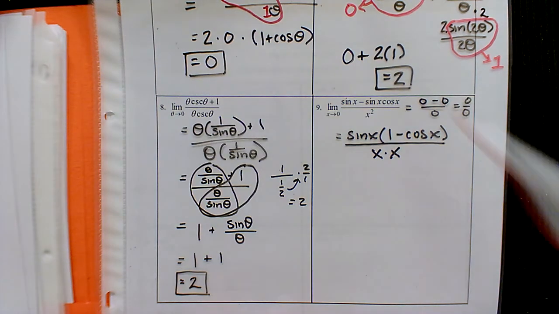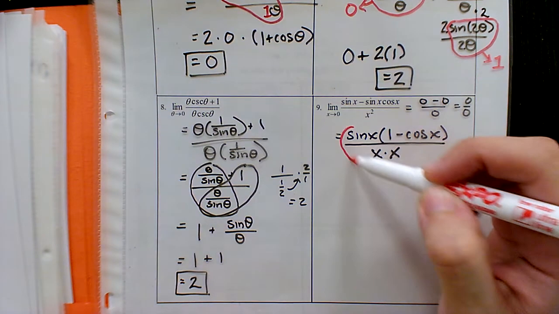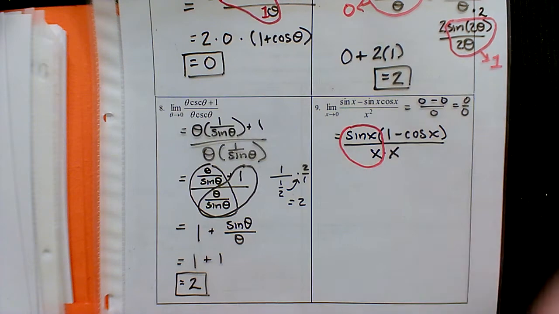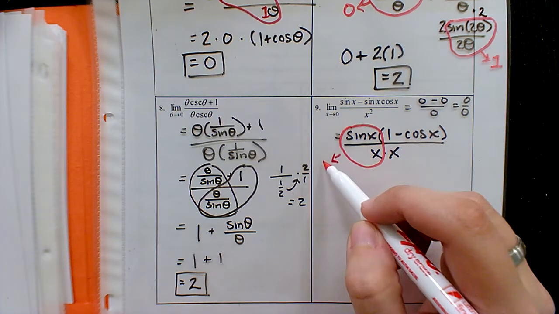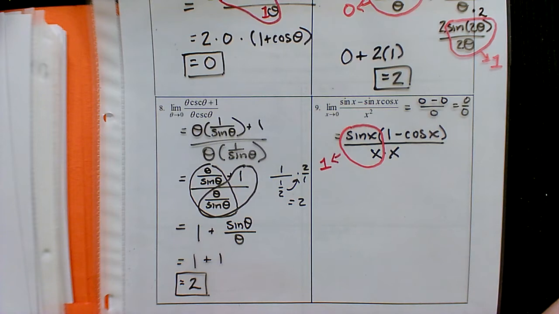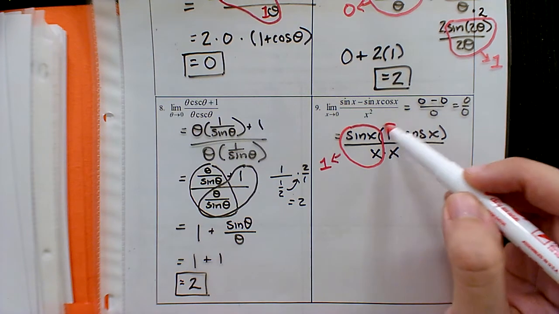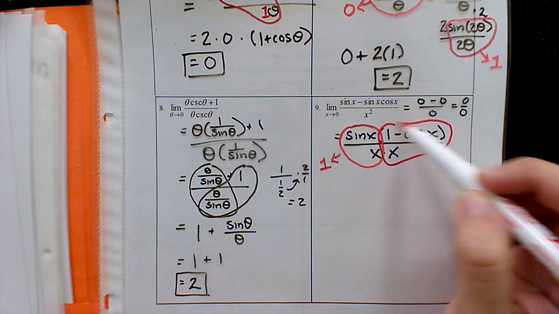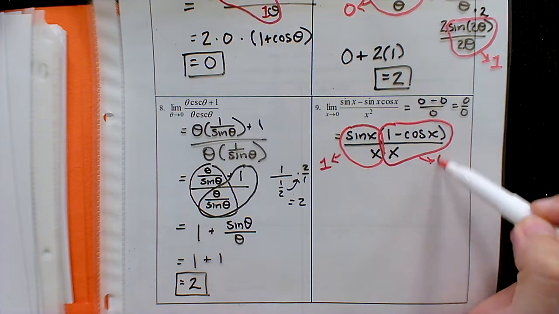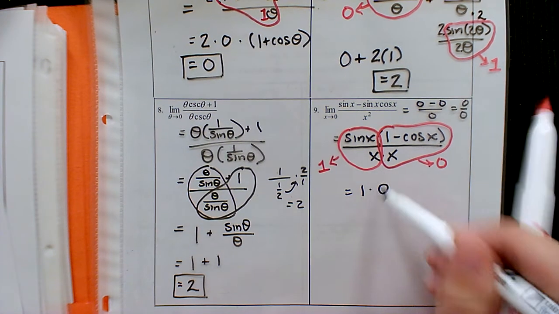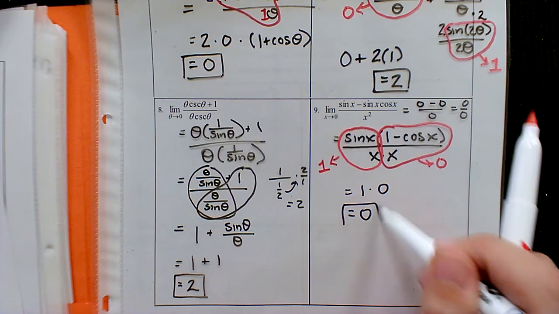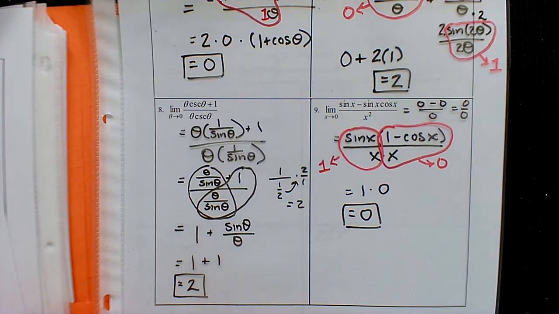Yes, some limits, right? Notice how we have a sine of x over x. The x's match. So that would be approaching 1. And the other one happens to be the other limit, right? Which is 0. So we're left with 1 times 0, which is 0. There we go.